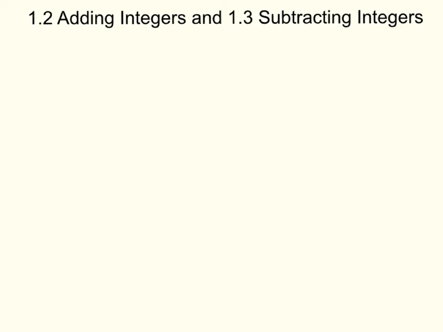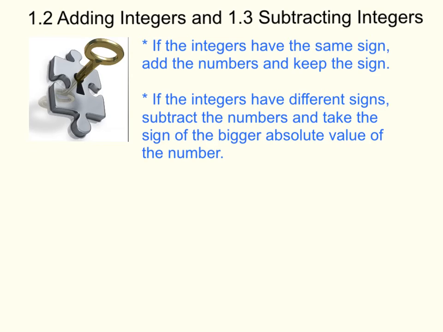The next 2 sections in Chapter 1 are 1.2 and 1.3, adding and subtracting integers. So let's review our key concepts. Here's your key concepts. If the integers have the same sign, add the numbers and keep the sign. If the integers have different signs, subtract the numbers and take the sign of the bigger absolute value of the number. So let me write down an example.